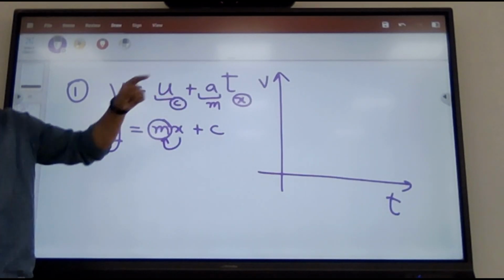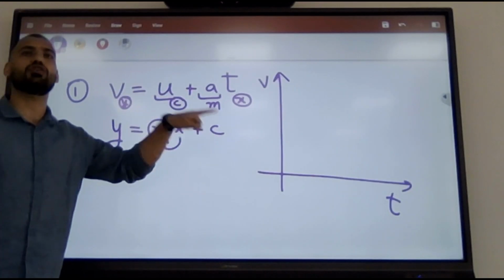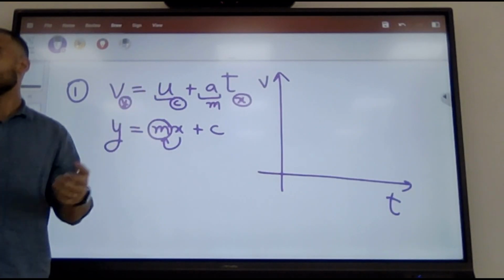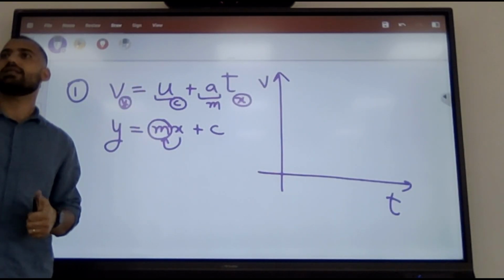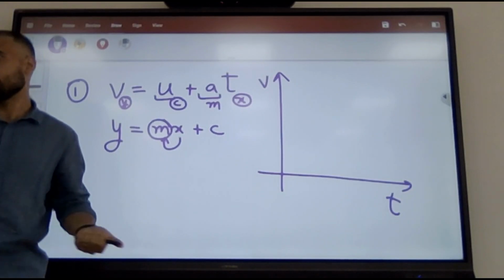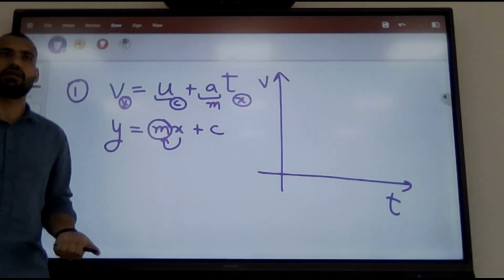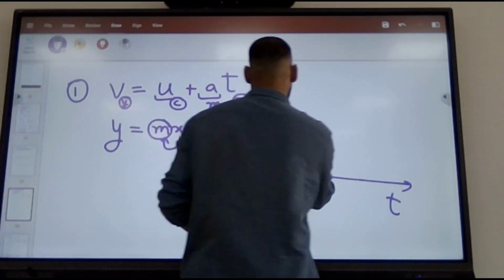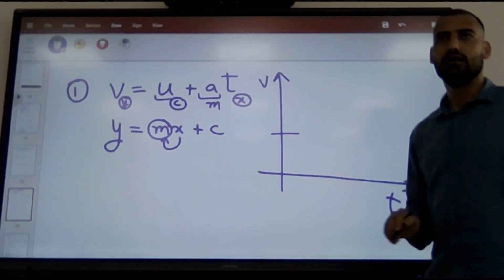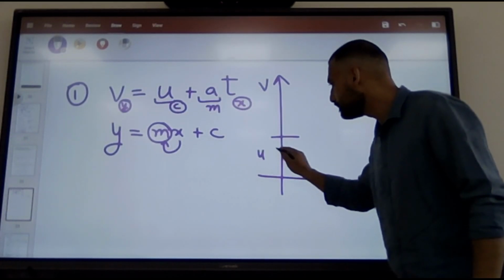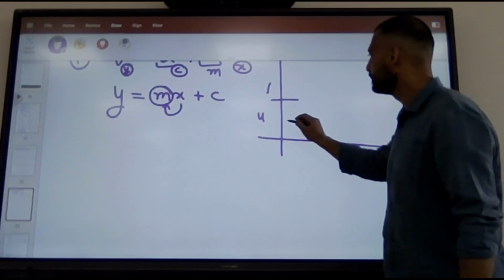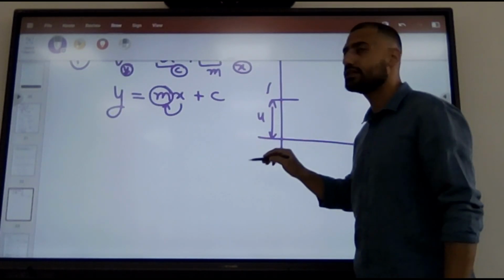Now tell me, if you want to plot the graph, is the intercept positive or negative? It can be negative as well. A body has initial velocity of minus 10 meters per second. Isn't it possible? So it depends, whatever is given in the question. But here, for example, we are taking it as positive. So that means this will be the initial velocity, shouldn't it? So the initial velocity is how much?